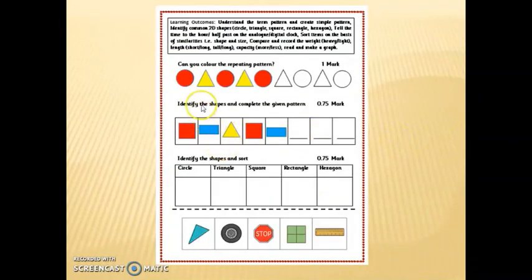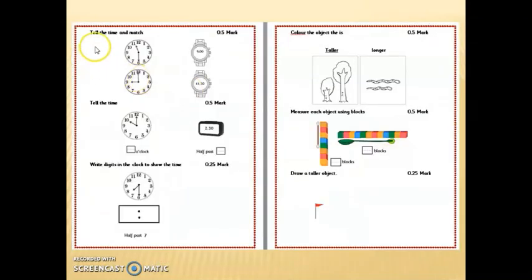Data handling. For data handling, the question number 1, you will complete the given pattern. For this, you will identify the shapes and you will color them according to the given pattern. In question number 2, you will identify the shapes and complete the given pattern by drawing the shapes and color them accordingly. In question number 3, you will identify the shapes and you will sort them. In question number 4, dear students, you will tell the time and match.